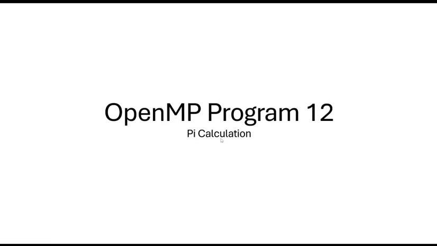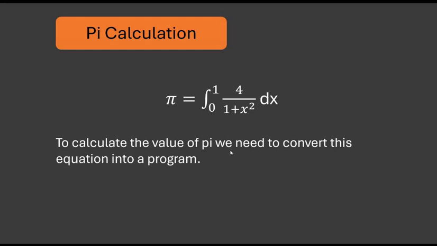So almost all of you might have heard of the number pi. It is something like 3.14 and it goes on because it's an irrational number, so it does not have an end. It will continue on even after all the decimal places. So how do we actually calculate the value of pi? The value of pi is given by the integral from 0 to 1 of 4 by 1 plus x square dx. So if we calculate the value of this integral, we will get the value of pi.